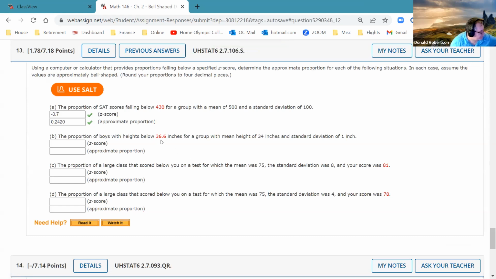Now, in the next question, the mean is changed to 34. The standard deviation is changed to 1. And it's another one of those below questions. In the third question, the mean is 75. The 8 was this. Yeah, they're all belows. I wish they had put in one above, but they're all below. So I'll just pick this one as the final example. 75, 8, and 81.